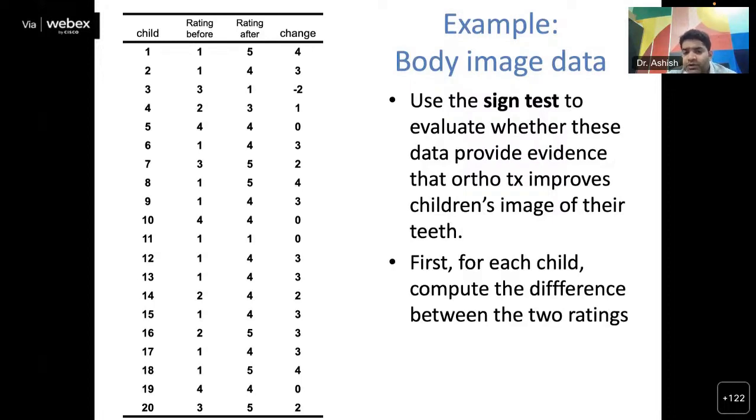First, for each child, compute the difference between the two ratings. We have computed the difference as post-treatment rating minus before rating. If we get a positive sign, it means the treatment has an impact. If we get a negative sign, it means the treatment is not working at all, and rather it is making the situation worse. And if we have zero, it means no difference: before and after, we have the same impact.